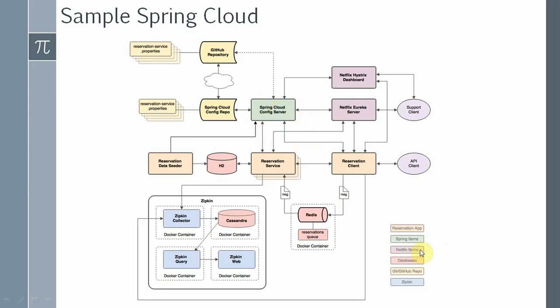And this color, purple, is Netflix items. As you see here, Netflix Hystrix dashboard. I discussed it in the previous slide for circuit breakers, and the Netflix Eureka server, which you can use for the purpose of discovery in your system, discovering your services. Here, the Eureka server as a discovery server is responsible for discovering this reservation service here, as you see. And the red one is the database.